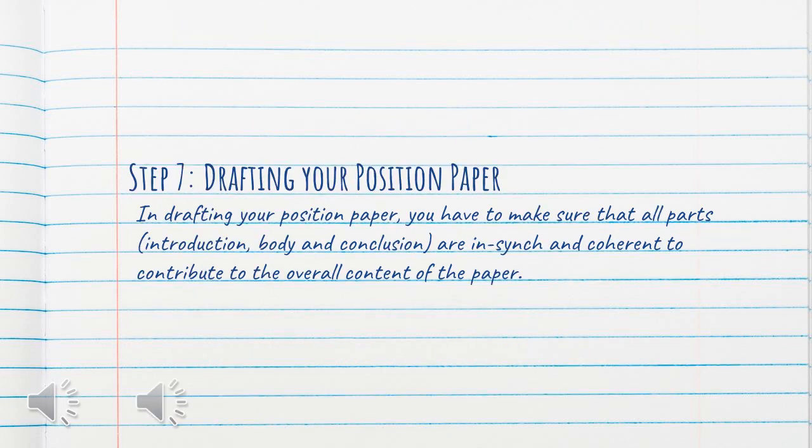Last step, step 7, drafting your position paper. In drafting your position paper, you have to make sure that all parts, introduction, body, and conclusion, are in sync or synchronous and coherent to contribute to the overall content of the paper. In writing your draft, you should include the beginning, your argument, and the ending.